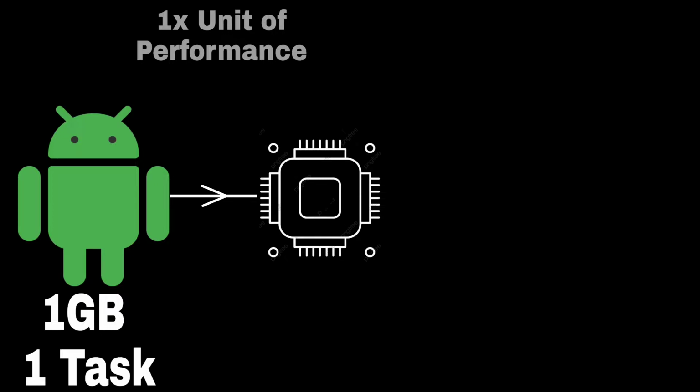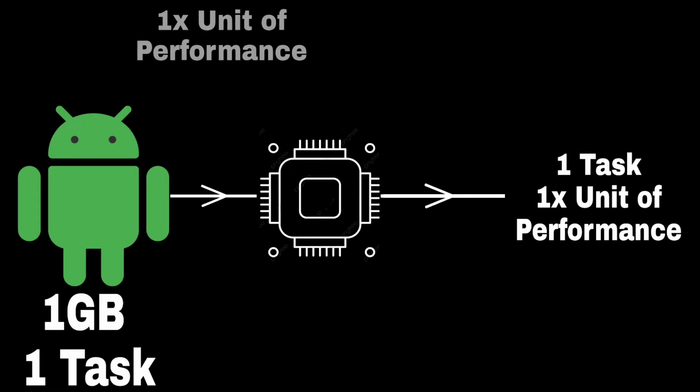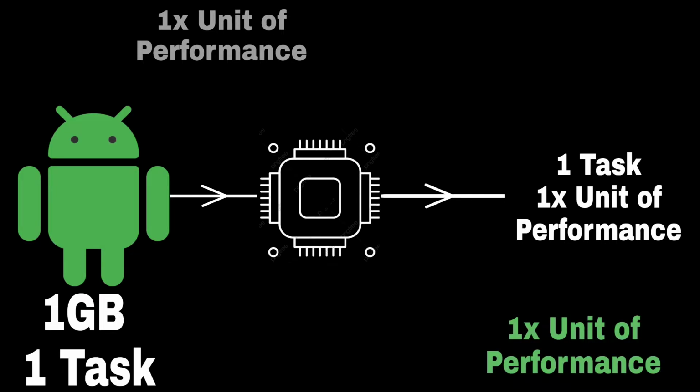So when it is loaded by the processor, the performance will not get distributed into several parts, since it has only one task. I mean, the operating system has only one part, and that's why the processor will be able to complete one task at a time very easily by giving 1x unit of performance as output. Thus the performance of the processor won't decrease.